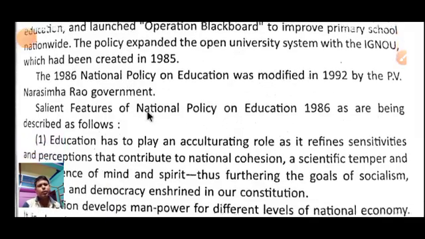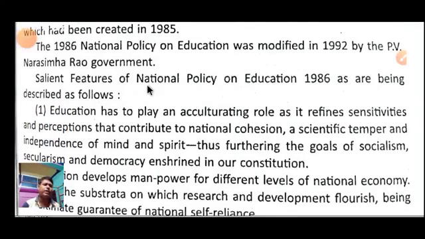The National Policy on Education was modified in 1992 by the P.V. Narasimha Rao government.